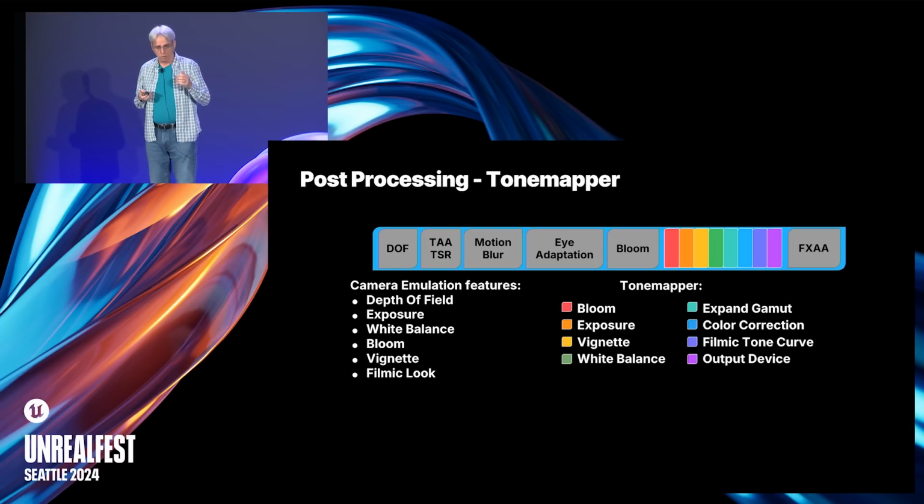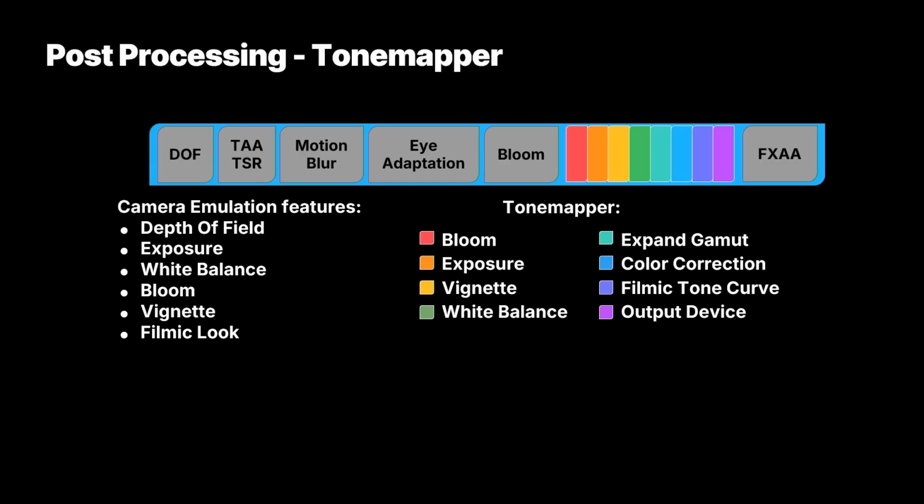So let's recall, though, that the camera emulation features, most of them are tone mapper features. The exposure, the white balance, the vignette and the bloom and all those things, those are in the tone mapper, and so the tone mapper's main job is camera emulation. That's really what it's trying to do. But depth of field is kind of its own thing up somewhere else. So it isn't all in there.